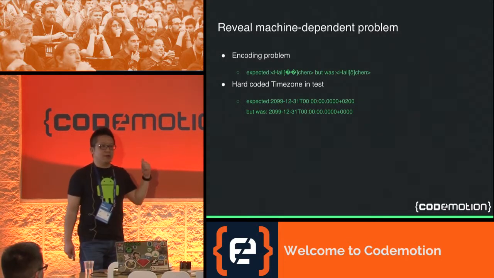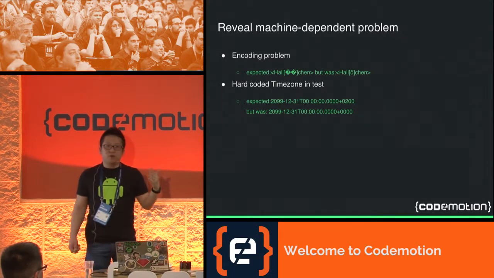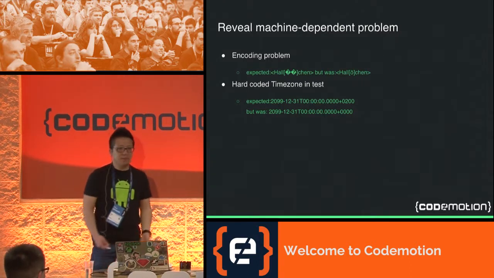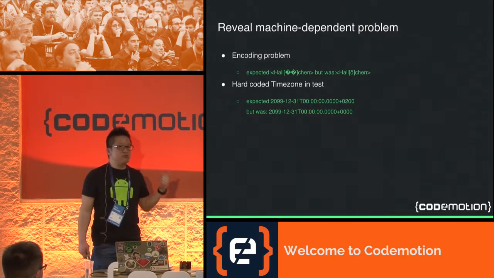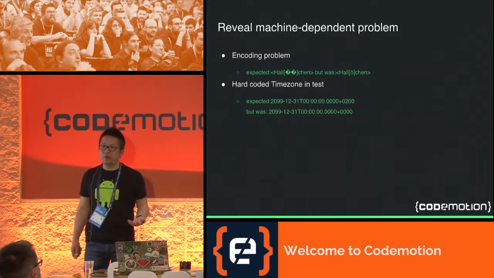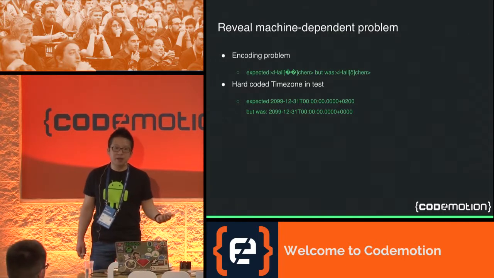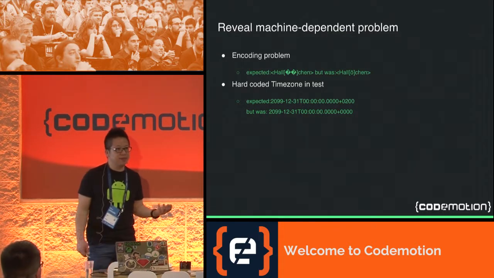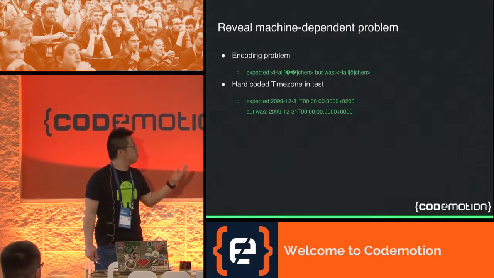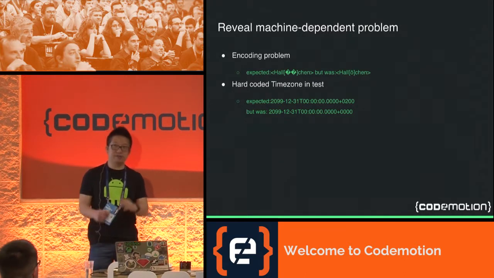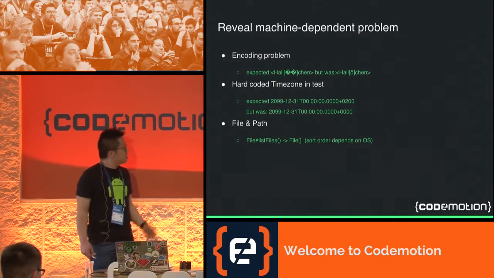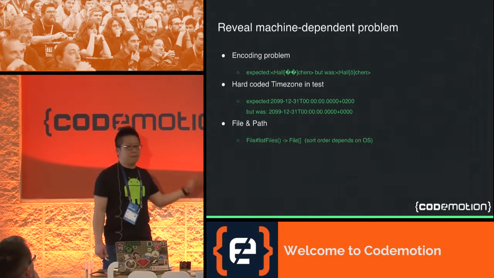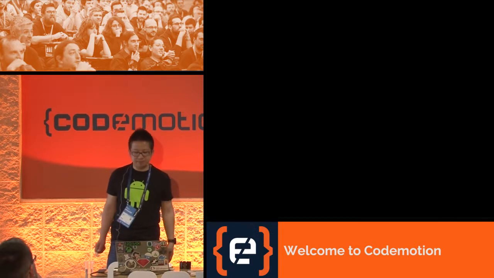Also, as I said, we are all working in the same time zone and in the same team, and we never realized we also have some JSON files, which are mocked JSON responses, with a hard-coded time zone. It was revealed by Docker saying, oh, I have a different time zone, and your unit test expected a different one, and it failed. Great. And some other ones, like files and paths, because they depend on the OS.